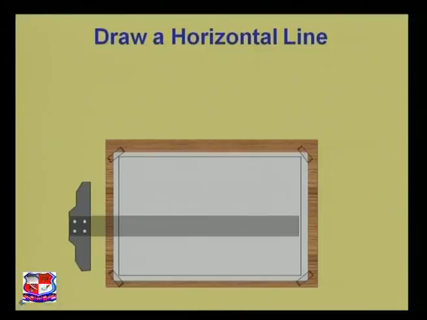We have put our T-square on the left edge of the drawing board. We have set our drawing sheet using paper tape or a drawing pin. Now, how are we going to draw a horizontal line? Have a look very closely.